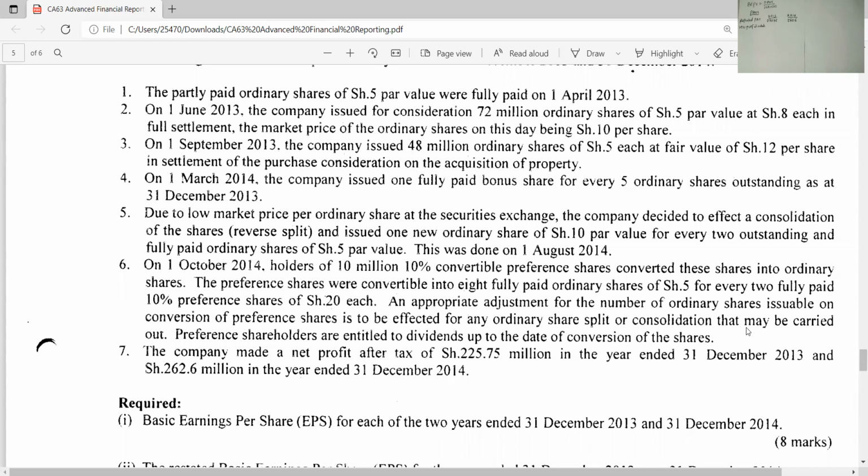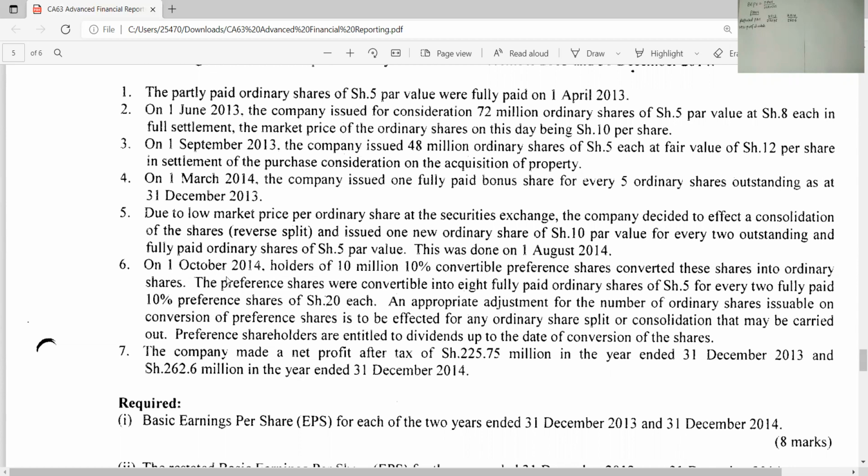An appropriate adjustment for the number of ordinary shares issuable on conversion of preference shares is to be effected for any ordinary share split or consolidation that may be carried out. Preference shareholders are entitled to dividends up to the date of conversion of the shares. So we have to consider the converted first, then I will consider the unconverted.